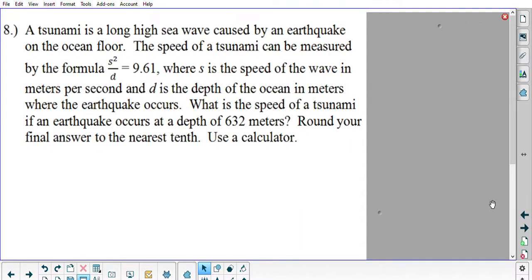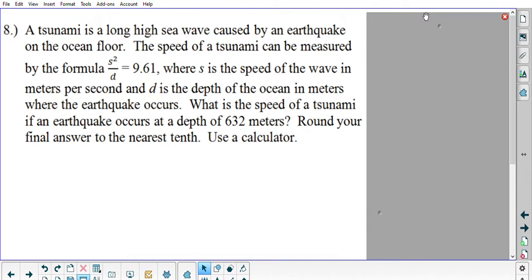Last problem, number 8. It said a tsunami is a long, high sea wave caused by an earthquake on the ocean floor. The speed of a tsunami can be measured by the formula, and you can see the formula right here. It tells you S is the speed of the wave in meters per second, and D is the depth of the ocean in meters where the earthquake will occur. All right, what is the speed of a tsunami if an earthquake occurs at a depth of 632 meters? Round your final answer to the nearest tenth.